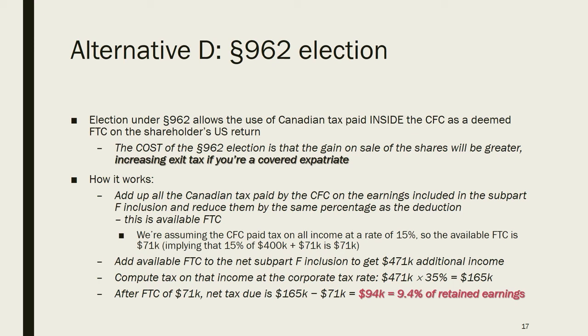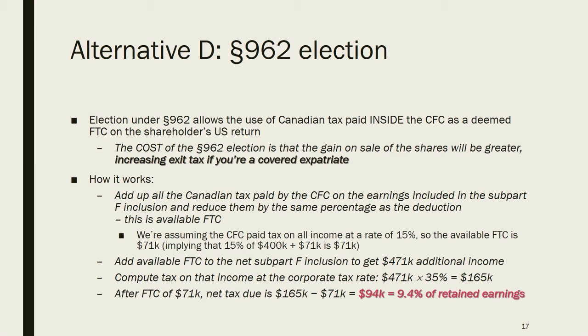So that's going to increase the exit tax if you're a covered expatriate. So how does it work? Well, basically what we're going to do is figure out how much taxes your Canadian corporation paid since 1986. Gosh, that sounds hard to me. But we're going to go back and find out how much you've paid since 1986 on all of that $1 million of deferred foreign income. Now, we've been able to take a deduction in our case of 60% of the deferred foreign income so that only $400,000 is taxable. We're going to take our total taxes paid to Canada and reduce that by 60% and take the remaining 40% as our deemed foreign tax credit.